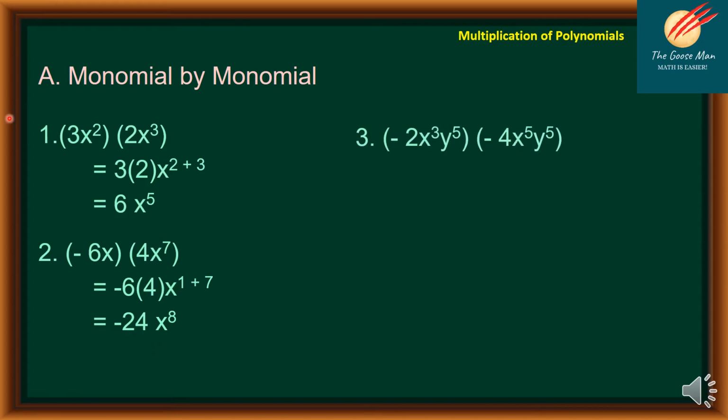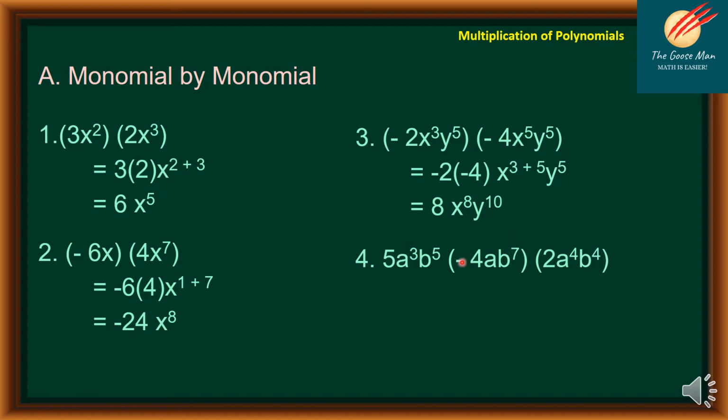Example number 3. If I have negative 2x cubed y to the 5th power times negative 4x to the 5th power y to the 5th power, again, I'll multiply the numbers negative 2 and negative 4. Then I have x cubed, I add exponents, 3 and 5, so we have 3 plus 5. Then I have the exponents 5 plus 5. So therefore, negative 2 times negative 4 is equal to 8. Then we have x to the 8th power and y raised to the 10th power.